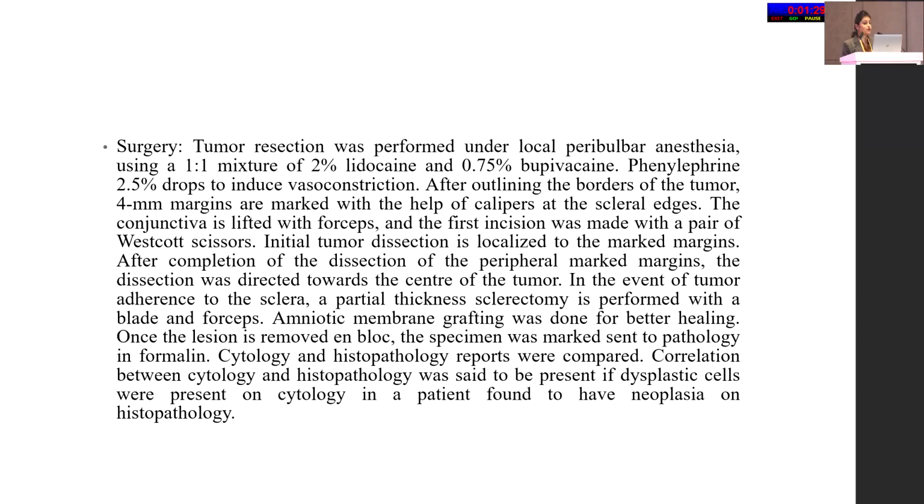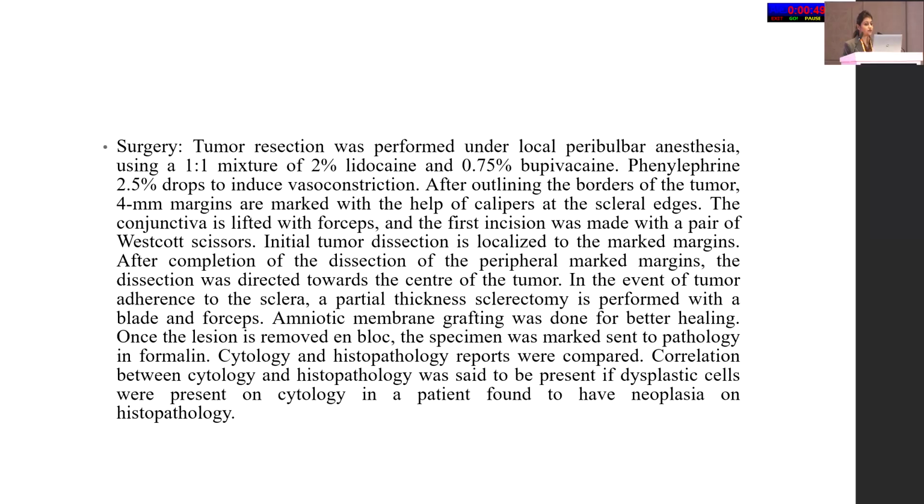Surgery: the tumor resection was performed under local peribulbar anesthesia using a 1:1 mixture of 2% lignocaine and 0.75% bupivacaine. Phenylephrine 2.5% drops were used to induce vasoconstriction. After outlining the borders of the tumor, a 4 mm margin was marked with calipers at the scleral edges. The conjunctiva was lifted with forceps and the first incision made with Westcott scissors. Initial tumor dissection was localized to the marked margin, then directed towards the center of the tumor. In the event of tumor adherence to the sclera, a partial thickness sclerotomy is performed with the blade or forceps.